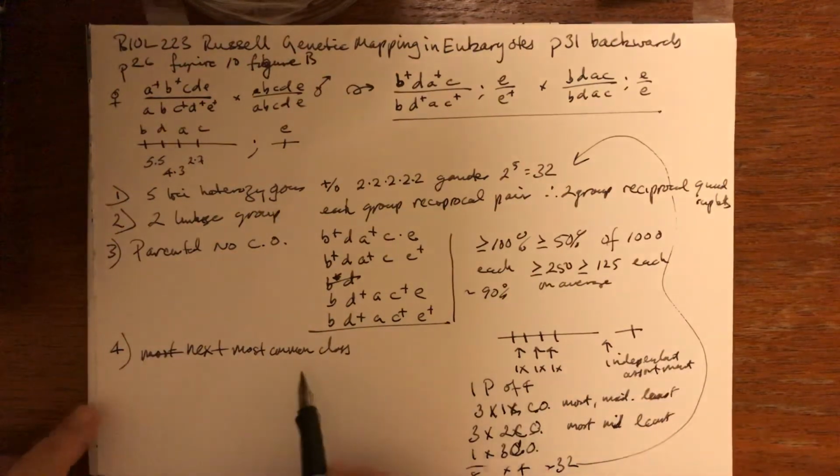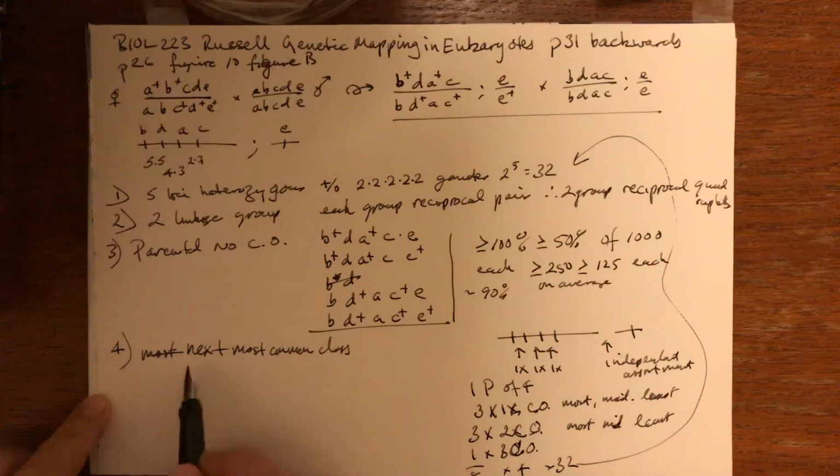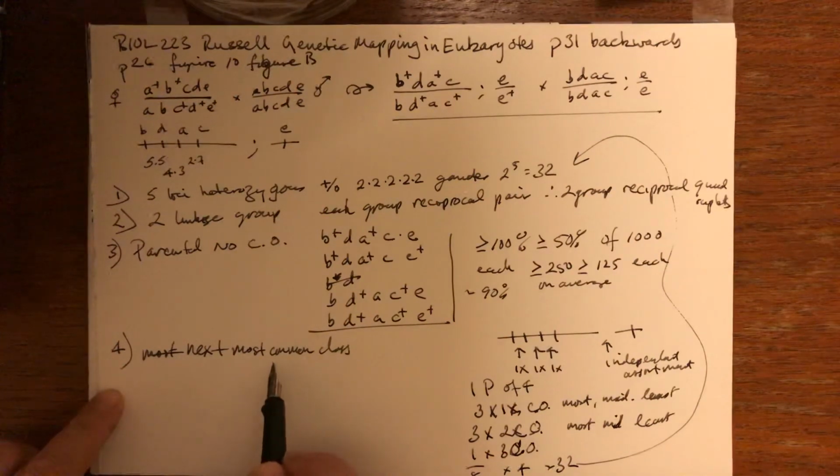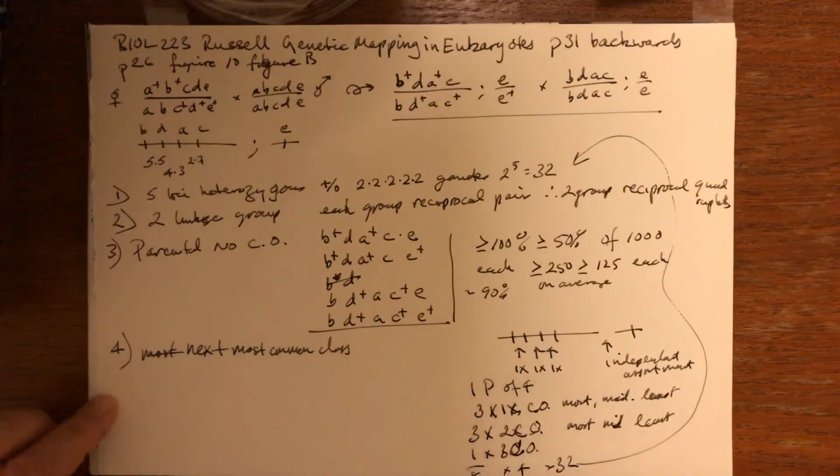I'm going to stop here, and in the next section I will calculate what the most common, most frequent recombinant class will be.